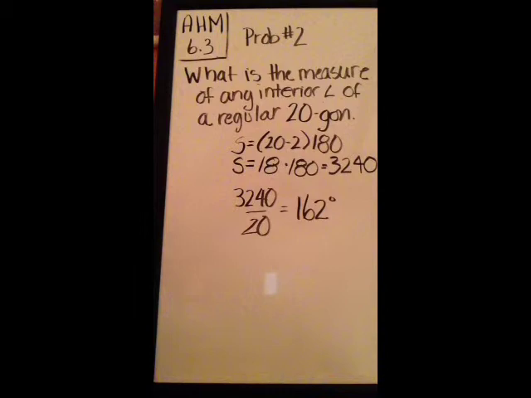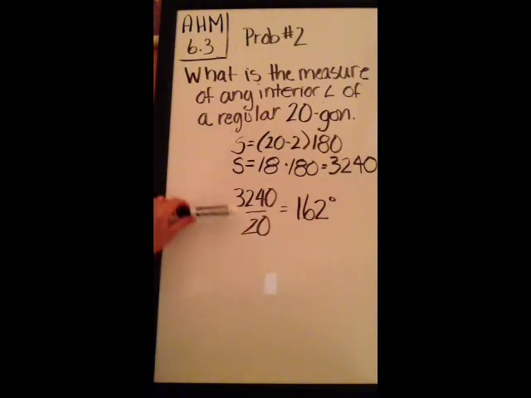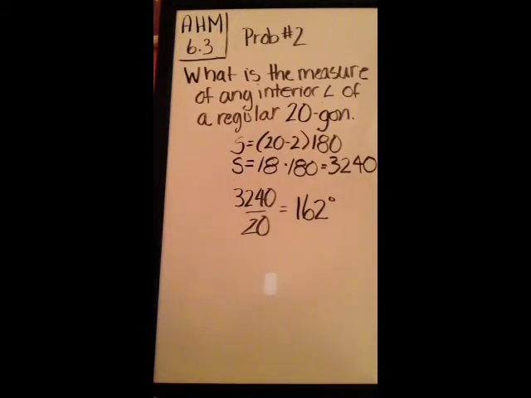Again, we want to calculate the sum of all the angles together in the 20-gon. So we use our formula. Sum is equal to 20, the number of sides, minus 2 times 180. 20 minus 2 is 18. 18 times 180 is 3,240. Now I only want to know the measure of one angle, so I have to divide by the number of sides. So 3,240 divided by 20 is 162. So each angle in a 20-gon measures 162 degrees.